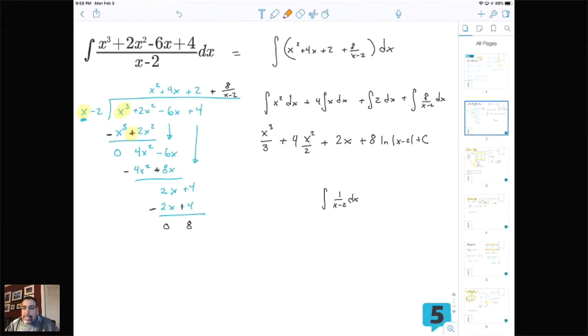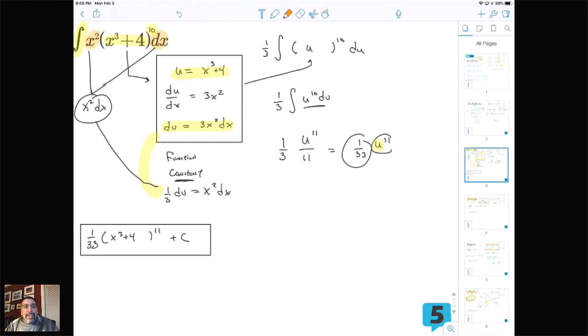In the second one, and this is one that I feel is going to be more popular this year and in the coming years, the AP people have said that they really want to stress this idea of long division. So if the degree of the numerator is greater than the degree of the denominator, can you use long division to go term by term?